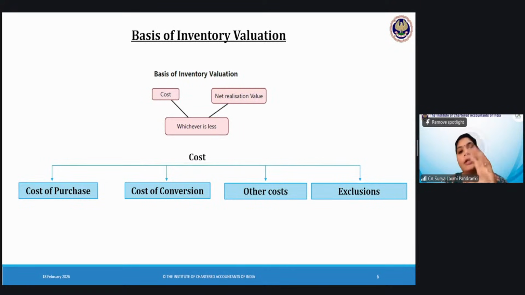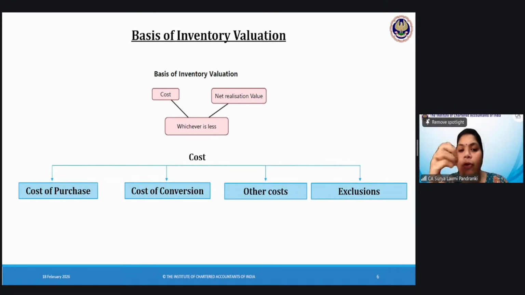I told you that in your balance sheet under current assets, inventory has to be shown, but what value will you show? And in your trading account also you will have to show the closing inventory, and what value will you show? That is the question, right? So the main basis of inventory valuation is cost or NRV, whichever is lower. This is told by the accounting standard.